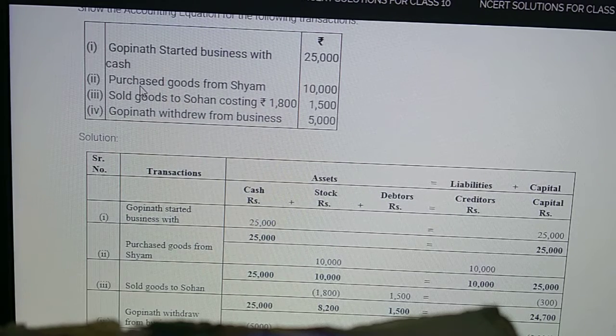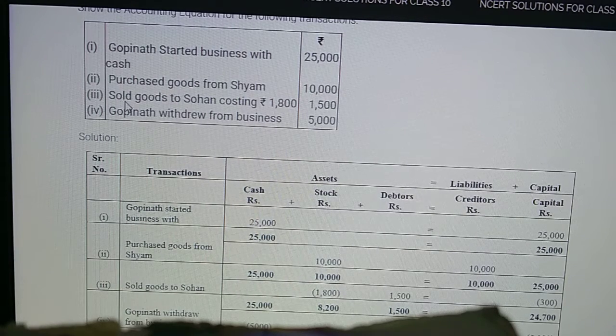Now there is the statement: purchase goods from Shyam. Again we do not have any statement of cash here. So 10,000 rupees, we have bought stock. Look, stock is 10,000 rupees. We need to pay in future, so 10,000 is our creditors, which is a term of liability. So total assets is cash plus stock: 25,000 plus 10,000, and the liability is 10,000 and capital is 25,000.